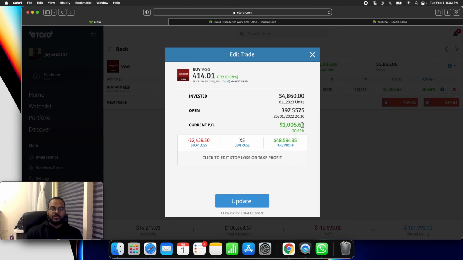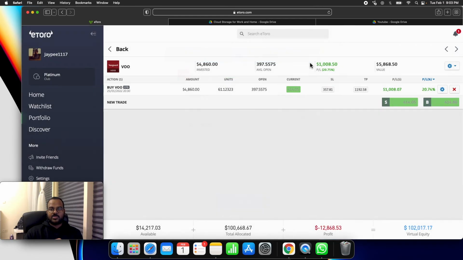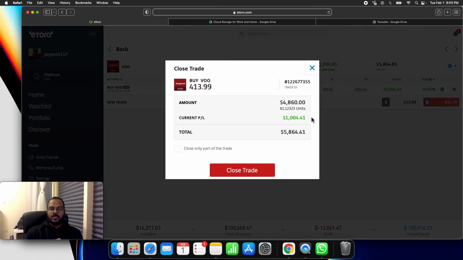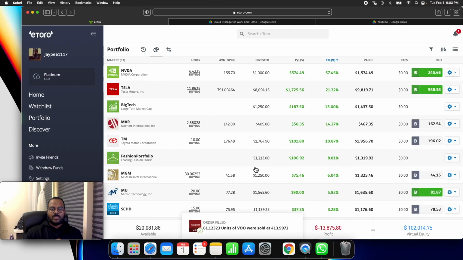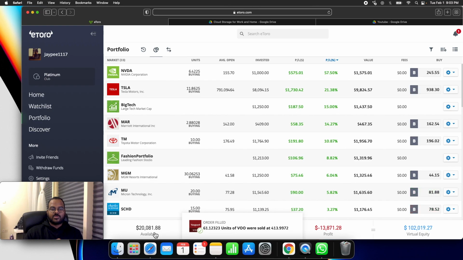If you're in profit, you can close this position now, which I can do now. So let's do this. I'll go ahead and close this trade, and this 1,000 plus this 4,860 will come back to my account. You only get the profit and the actual amount. You do not get the equivalent of 61 units worth back in your account. So now you can see it's $20,000.